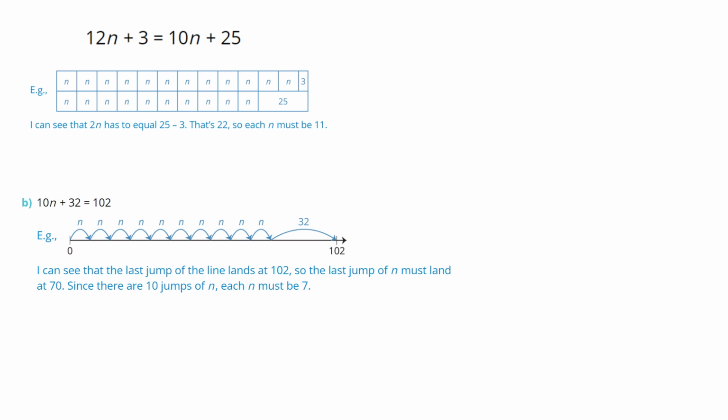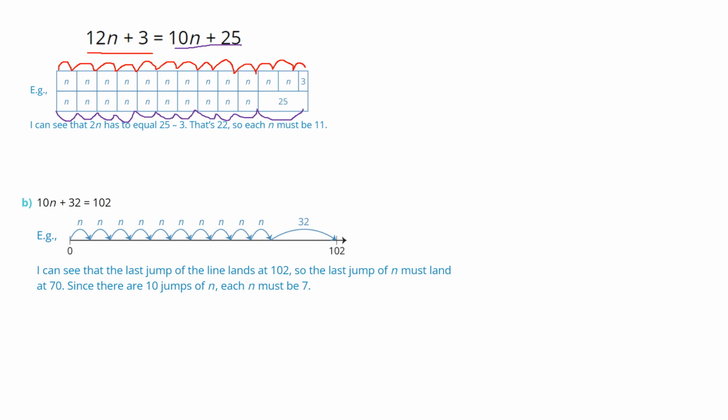And the last one I have for you here today is 12n plus 3 equals 10n plus 25. So 12n plus 3 is on the left. So as you can see, there's 1, 2, 3, 4, 5, 6, 7, 8, 9, 10, 11, 12n plus the 3 on the top. Then on the bottom, we have the 10n plus 25. So there's 1, 2, 3, 4, 5, 6, 7, 8, 9, 10 plus the 25. So you can see the number line in there as well.